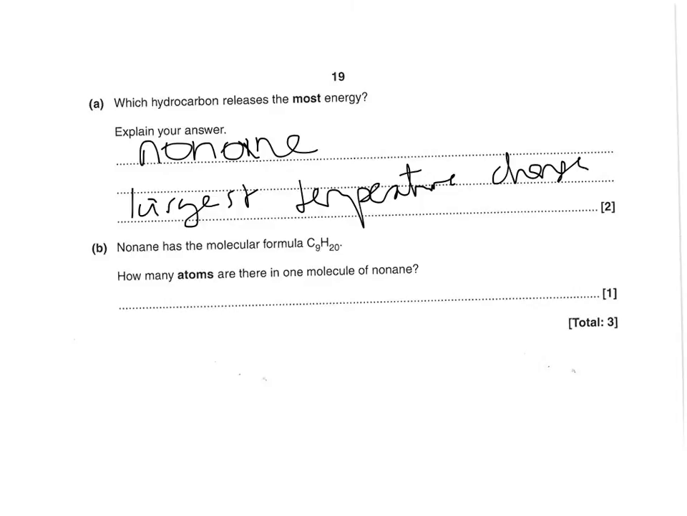And then how many atoms are in 1 molecule of nonane? Now, atoms refer to the number of the letters. So the number of elements in this compound is 2. Okay, you've got 2 different symbols, but there are 9 carbons, 9 C's, and 20 H's in this molecule, and that's how many atoms there are. So there are 29 atoms in this molecule of nonane.